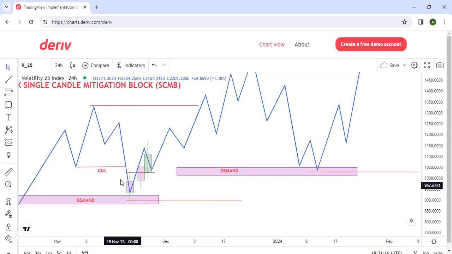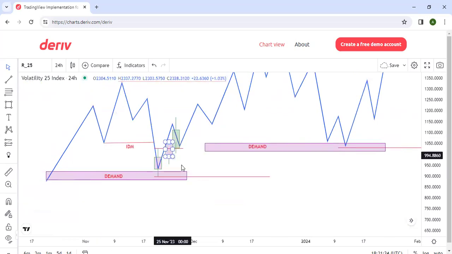So this is just the concept of SCMB, the single candle mitigation block. It happens on most of the chart. The only problem is that sometimes price might not come back to mitigate this first candle, so you can just allow it to go, especially if you are using this on a higher time frame. But I encourage you to use it on a lower time frame so that even if you enter after this candle closes above, your stop loss will be below and the risk will still be minimal.